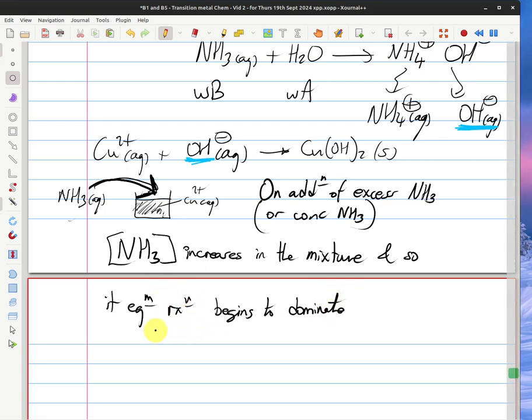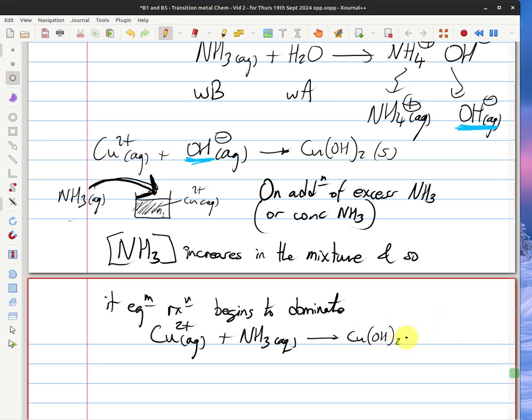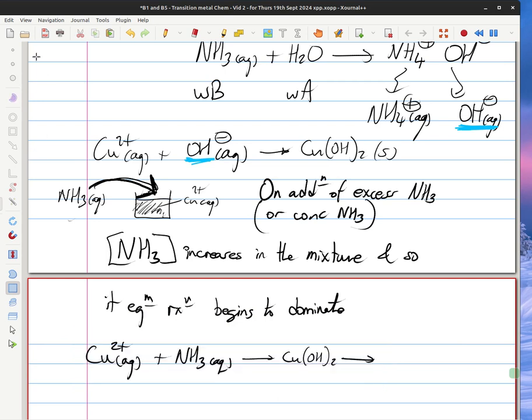So essentially what we could write, the aqua complex plus NH3 solution. And if we wanted to, we could write the intermediate copper hydroxide, or we could just cut to the chase and write the product of that reaction, which weirdly enough is written like this.